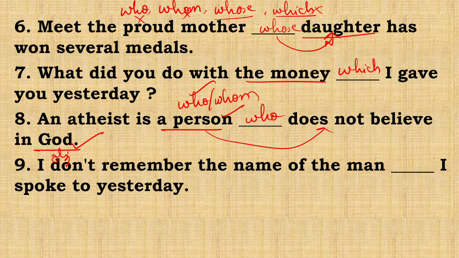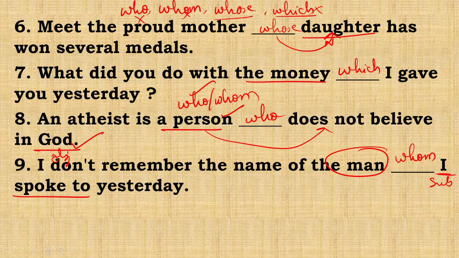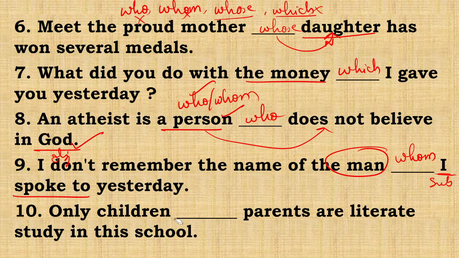Next. I don't remember the name of the man dash I spoke to yesterday. See, I spoke to that person yesterday. That means I am doing the action. I is already the subject of the sentence. This man is the object. So the object must be used with what here? Whom. Right? Next one. Only children dash parents. See, immediately after the blank, a noun is given. So what can be used directly according to the rule as I told you? Whose parents? Belongingness again. So these are the shortcuts with which you can learn these questions. Both these slides are accurate enough for you to answer in the examination, right?